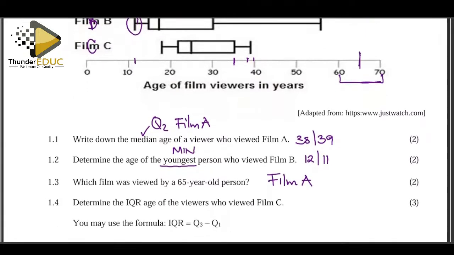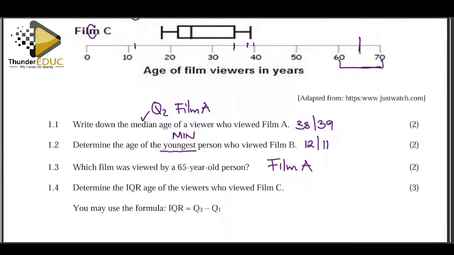Continuing again about the box and whiskers, we look at what we call the IQR, the interquartile range. They've already given us a formula, so all we need to do is substitute in the interquartile range of C. So we look for Q3 of film C, it's here. Then we have to look also for Q1 and Q3. It's in between 30 and 40. This could be 35 or 36.